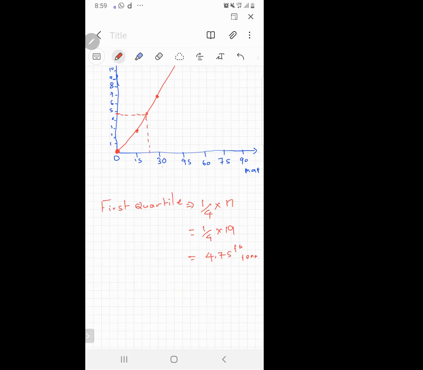நார்மலி 15 க்கும் 30 க்கும் இடையில என்ன மார்க்ஸ் இருக்கு நடுவுல? சென்ட்ரல் மார்க்ஸ். What is the central marks of 15 to 30? 20. So normally I can take. ஒரு கிராஃப்ல நீங்க செஞ்சீங்கன்னா உங்களுக்கு அக்யூரேட்டான ஆன்சர் வரும். So I can take 22. 22 is first quartile. அதாவது முதலாவது கால் பங்கு.